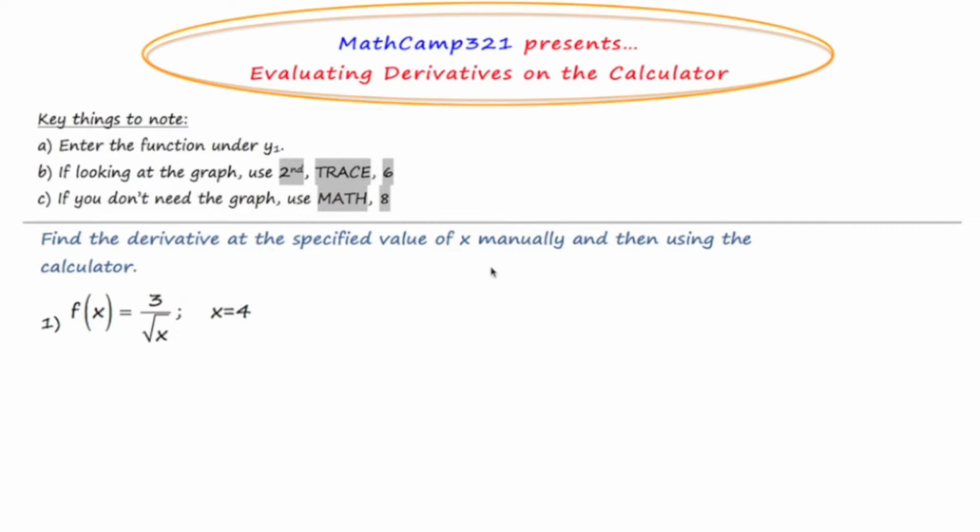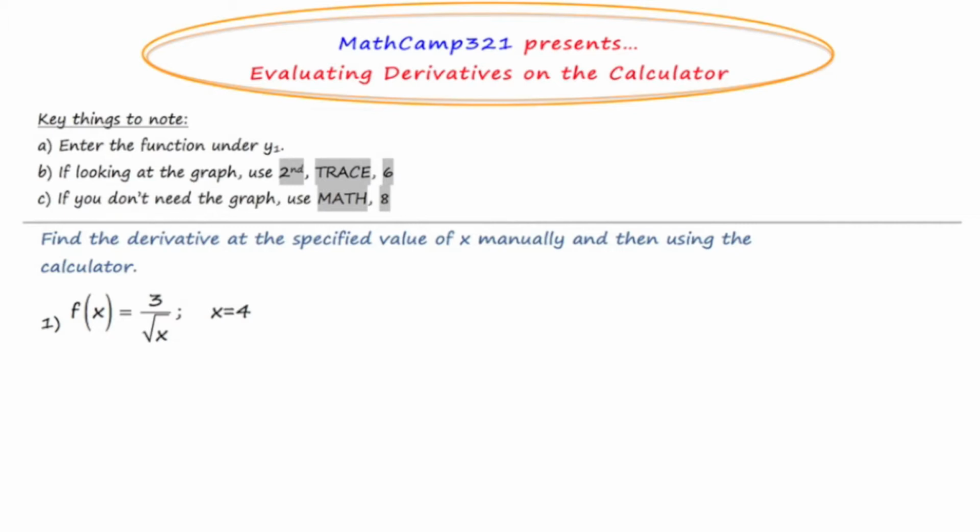But to start, we're going to actually find the derivative manually, and then I'm going to show you how to do it on the calculator. There are a few key things that I wanted to note, but I'm going to address those once we've gotten started and we move to the calculator. To start, we're just going to find the derivative manually. So let's take a look at number one.